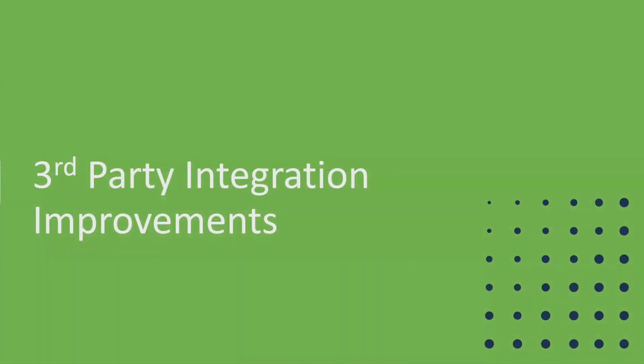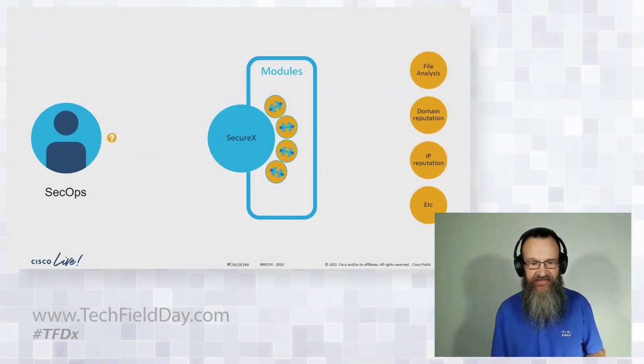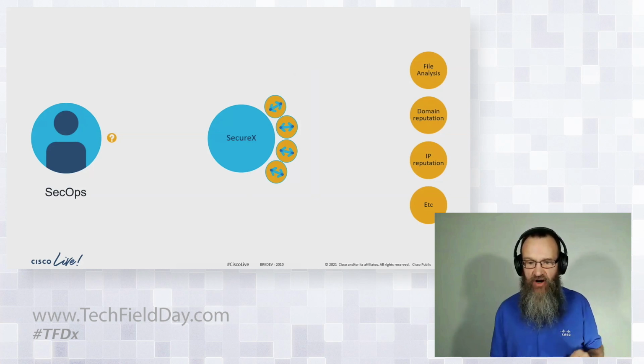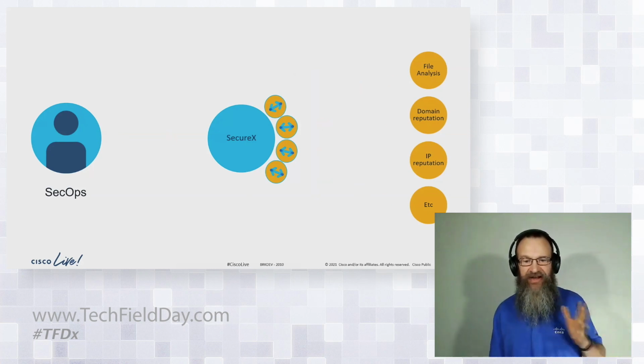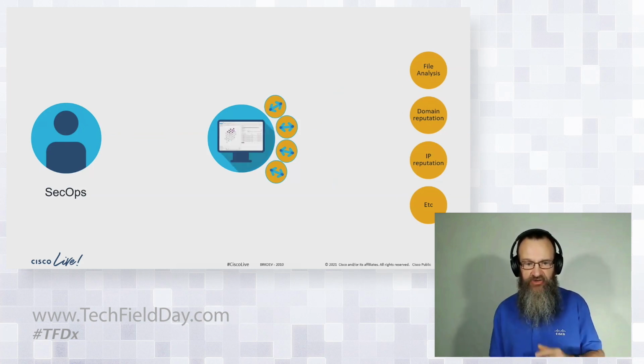Okay. We're going to talk about third-party integration improvements now. I'm going to run you through a little animation again. It's very similar to the last one, but just to reset the stage, your security operator poses a question to SecureX. SecureX has modules that talk to the different products, and that's how all of this works. So that question goes into SecureX and is then federated out via the modules to the technologies that are going to answer that question. The answer is proxied back through those modules. Then you get your pretty picture in the relations graph in SecureX.